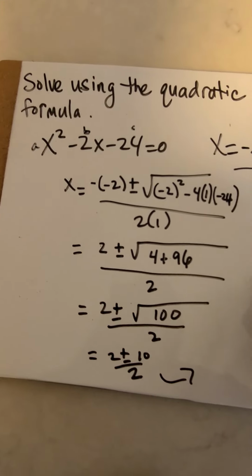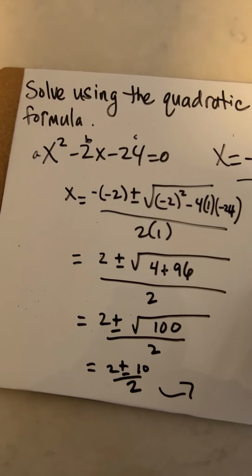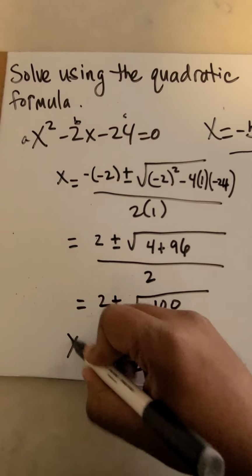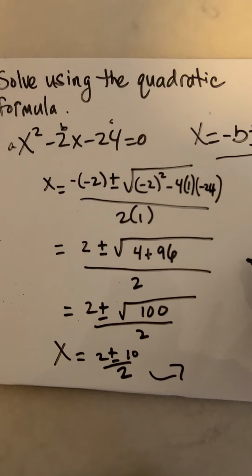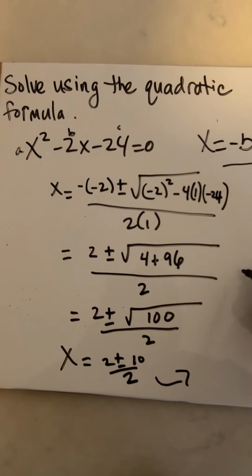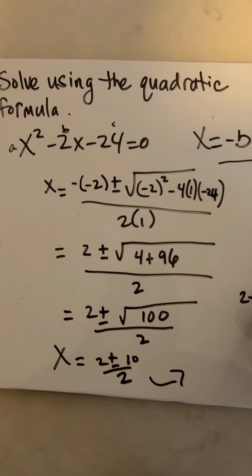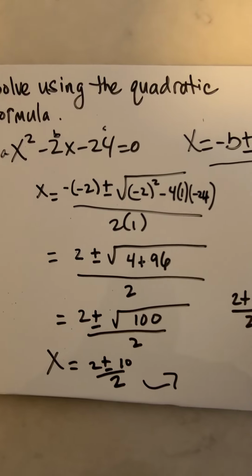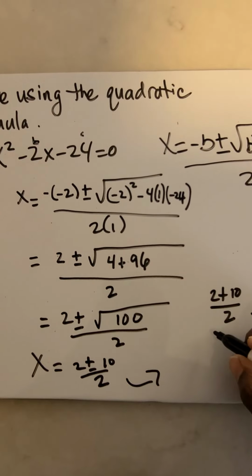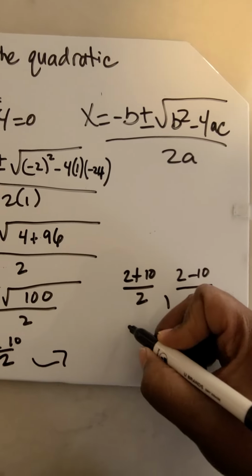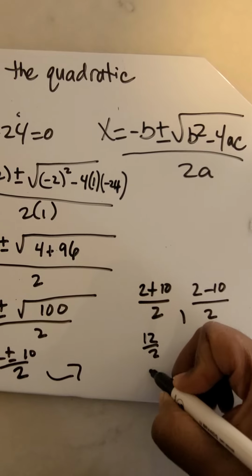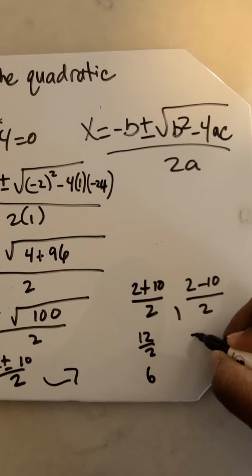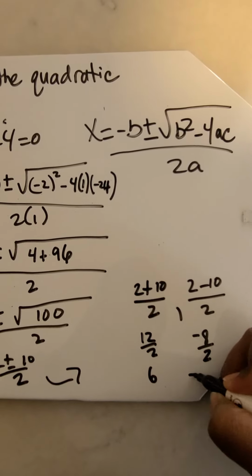Let's carry this over here. So now we have two separate values for x to satisfy this equation. So we'll have 2 plus 10 over 2, and we'll also have 2 minus 10 over 2. Okay, sorry about that. Let's do the first one, 12 over 2. This gives us 6. This one, 2 minus 10, this is negative 8 over 2, which gives us a negative 4.